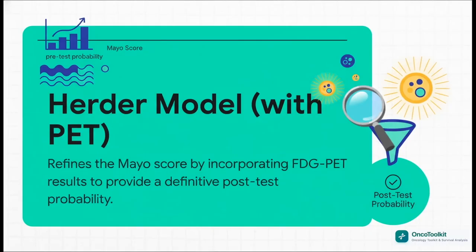And that brings us to our third pillar, the Herder model. Now this one's different. It's not a pretest assessment. Think of it more as a powerful refiner. It takes a pretest probability, usually from the Mayo score, and then it layers on top the metabolic activity from an FDG PET scan to give you a much more definitive post-test probability.